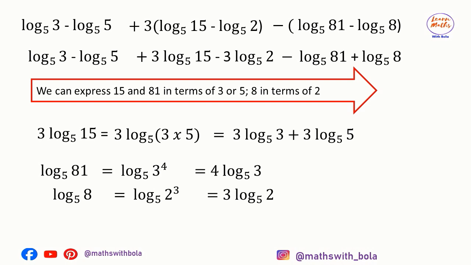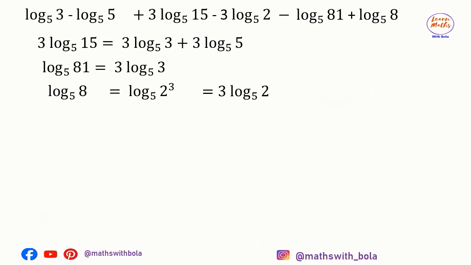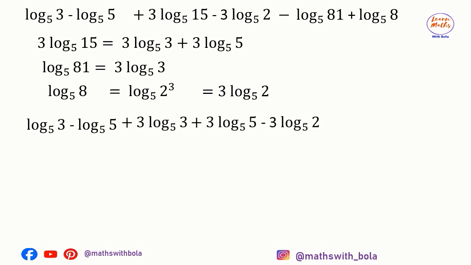All we'd have to do next is just insert those values into the previous equation to have something like this. So log 3 minus log 5 plus 3 log 3 plus 3 log 5 minus 3 log 2, then minus 4 log 3 plus 3 log 2. So now we have everything in the lowest form, and we can now collect like terms.